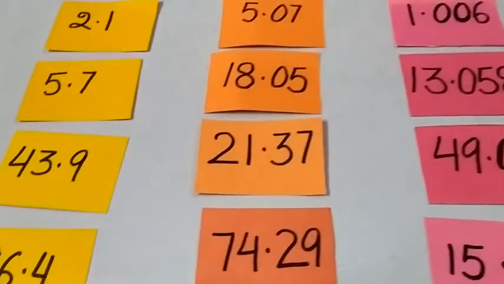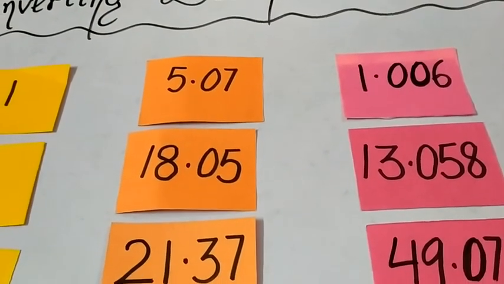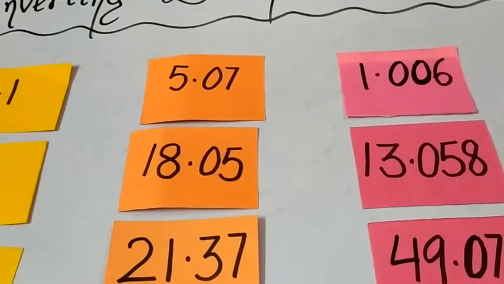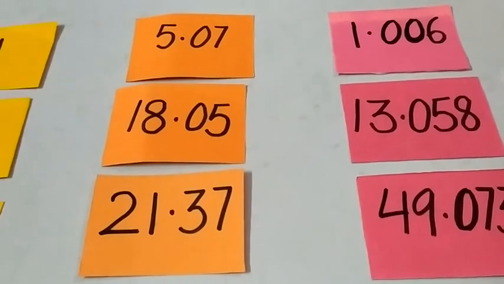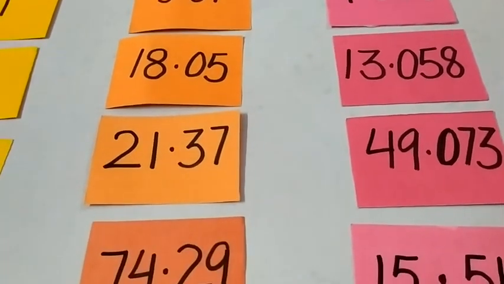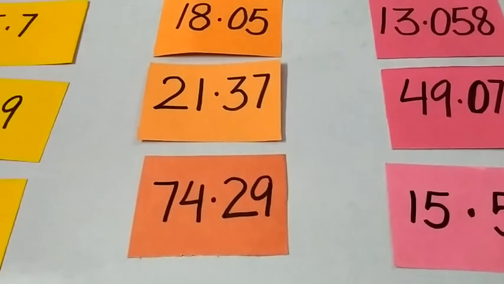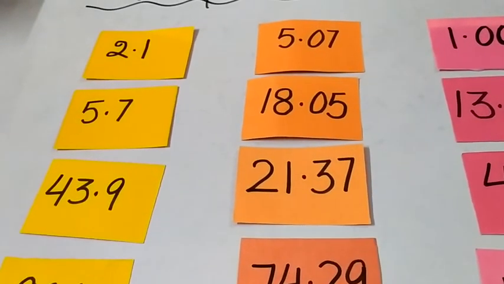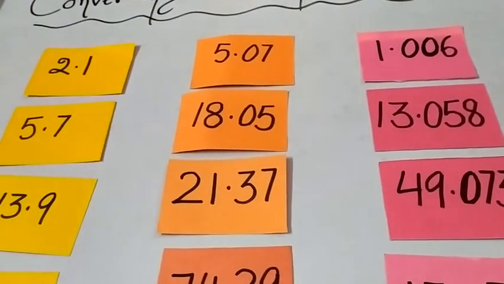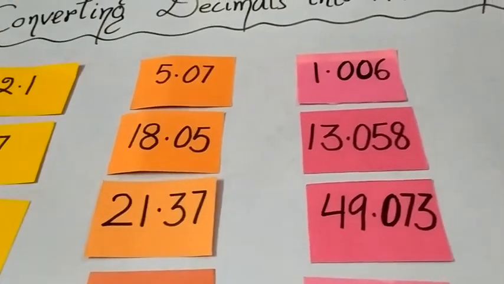Now let's have a look at the orange cards. What do you see? There are two digits after the decimal. So 0.07, 0.05, 0.37, 0.29. This is how they are different from yellow cards. In yellow cards, there is only one digit after the decimal, and in orange cards, there are two digits after the decimal. Now let's have a look at the pink cards.